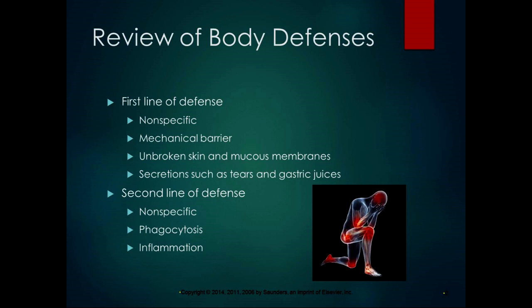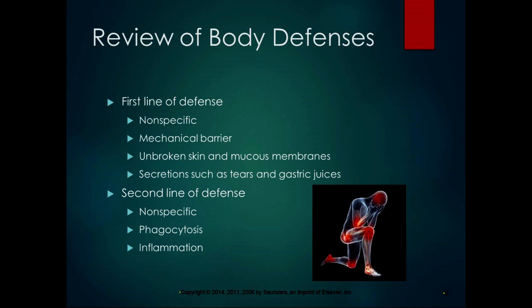So just to review our body defenses, the first line of defense is non-specific. It's defending us against any old thing that comes along. It's a mechanical barrier like unbroken skin and mucous membranes, and secretions such as tears and gastric juices. So anything that comes our way, the first line of defense is going to try to keep it out. So if you have broken skin, if you have a cut or something, your first line of defense is down. And now your second line of defense has to kick in.